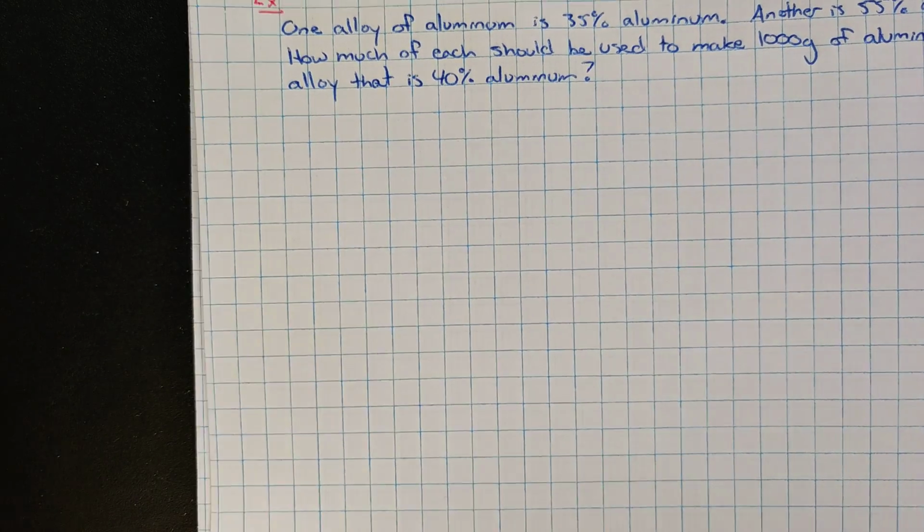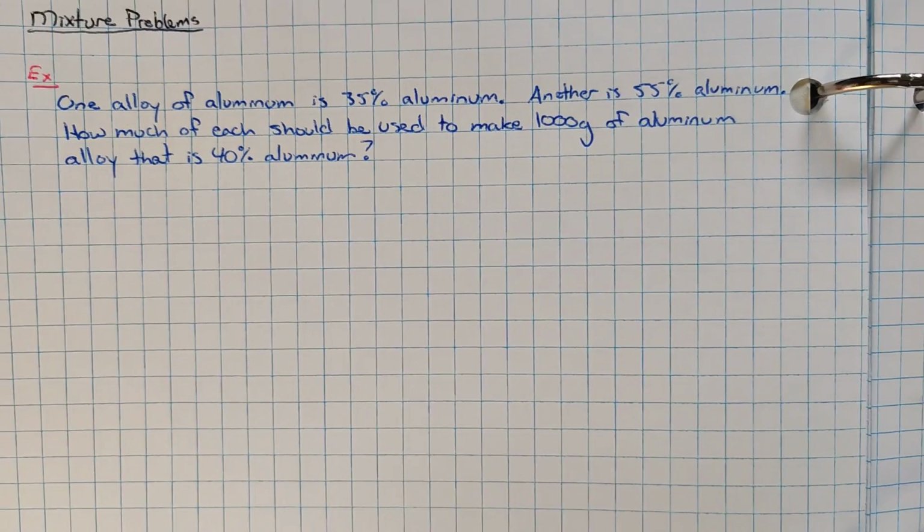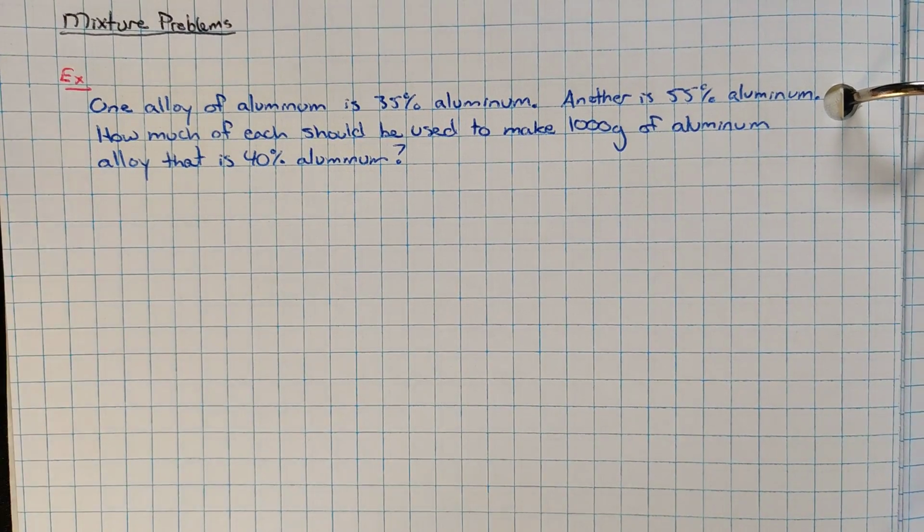So looking at the next type of problem, we have a mixture problem. We often get these mixtures. Sometimes they use percentages, sometimes they use weights, sometimes they use volumes. But when we're mixing two things together to get an in-between mixture. In this case, we have an alloy that is 35% aluminum, and another alloy that is 55% aluminum, and we want to mix these two together to get 1,000 grams of an aluminum alloy that is 40% aluminum.